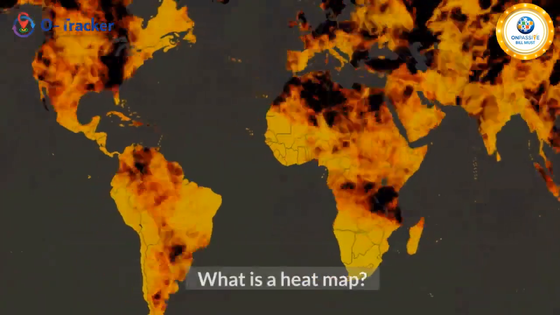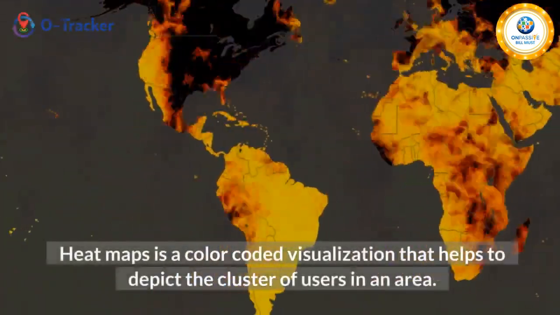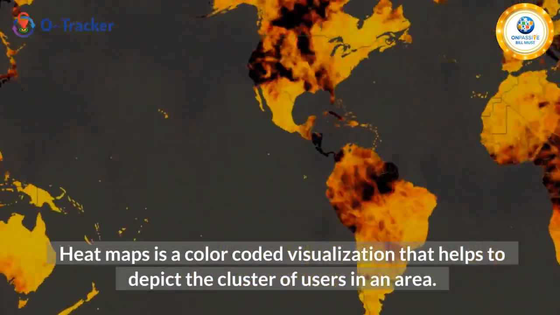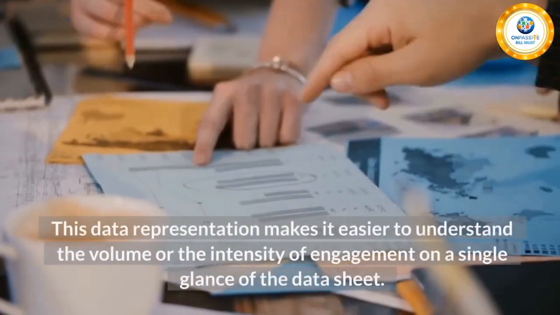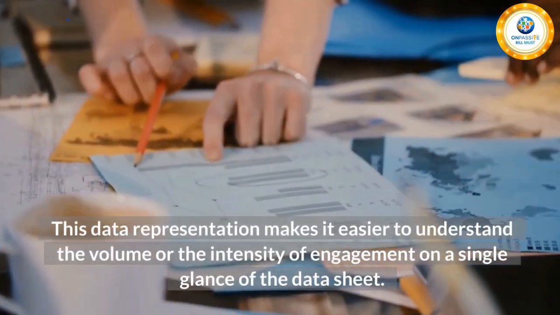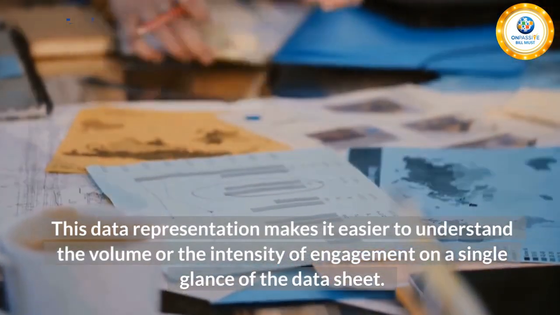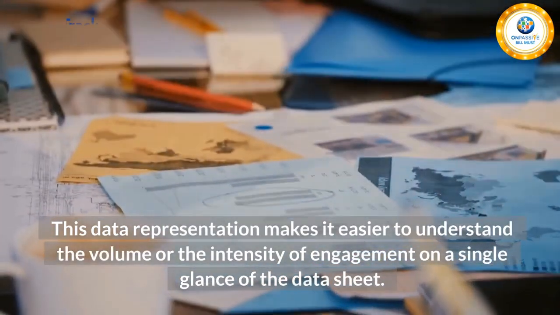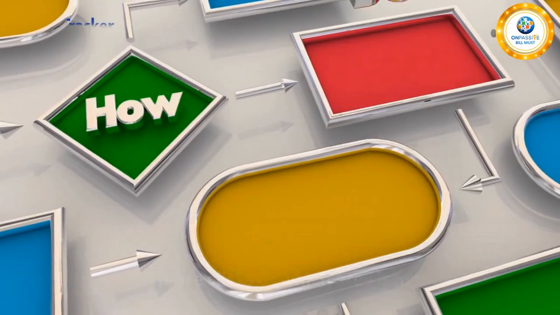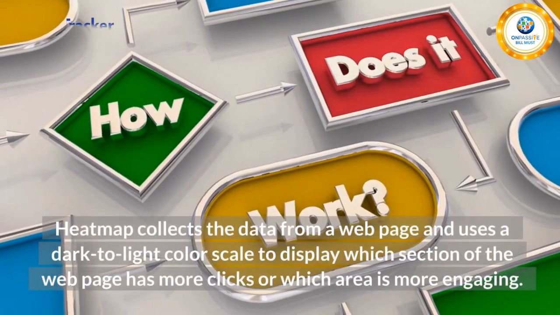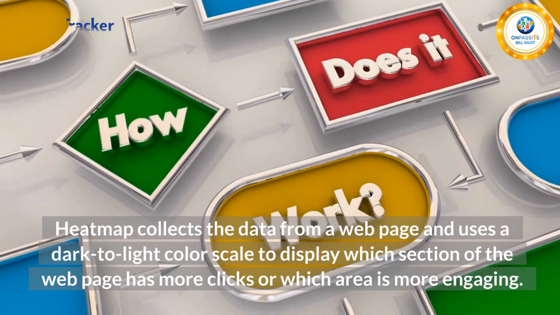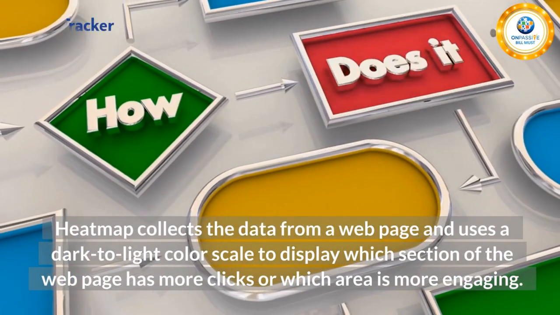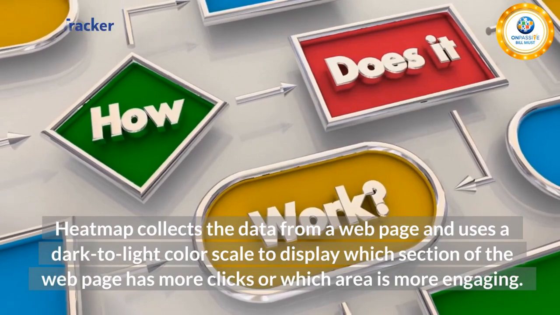What is a heat map? Heat map is a color-coded visualization that helps to depict the cluster of users in an area. This data representation makes it easier to understand the volume or the intensity of engagement at a single glance of the datasheet. How does heat map work? Heat map collects the data from a web page and uses a dark to light color scale to display which section of the web page has more clicks or which area is more engaging.